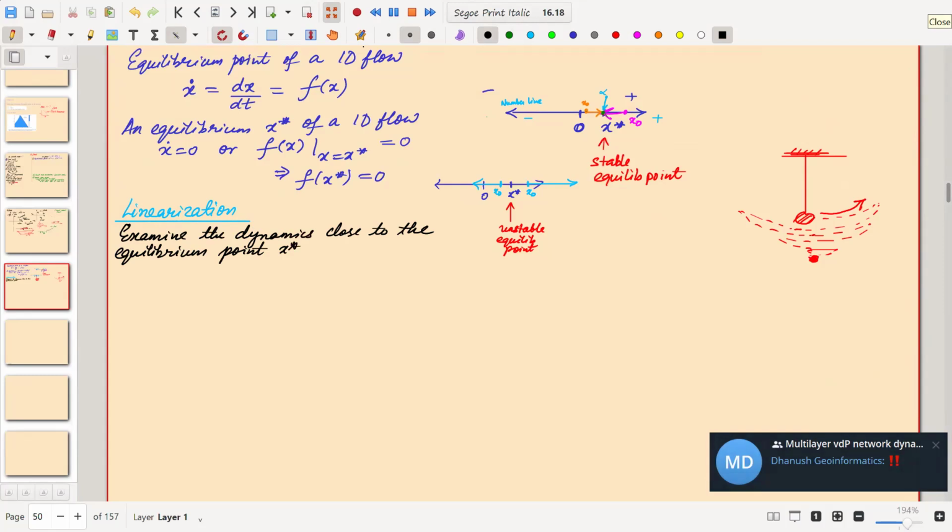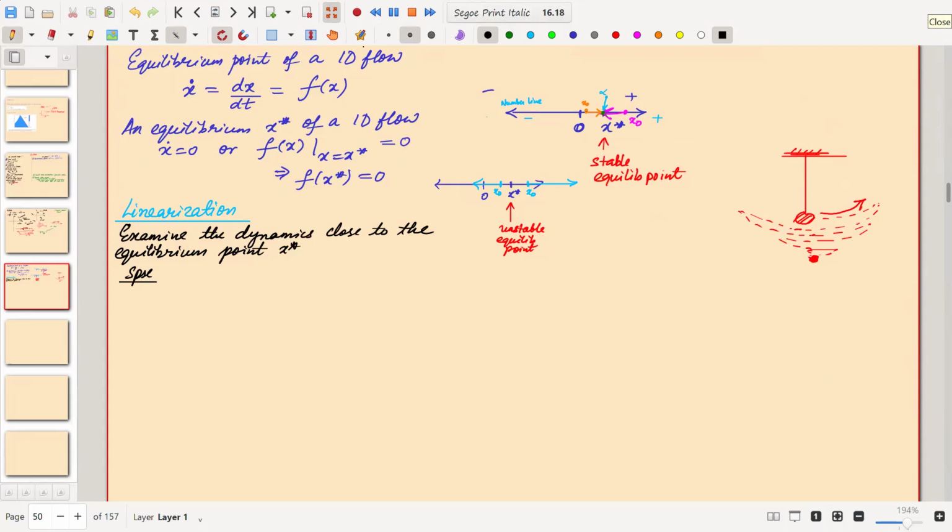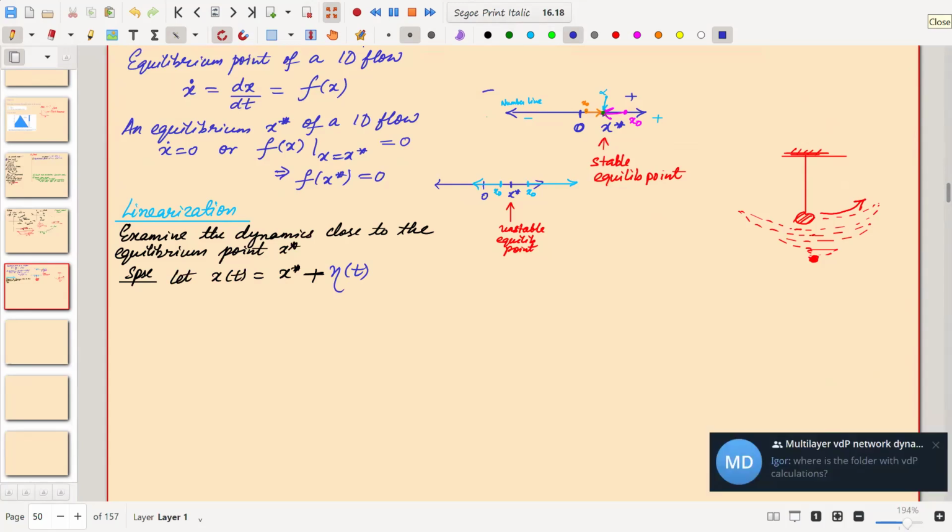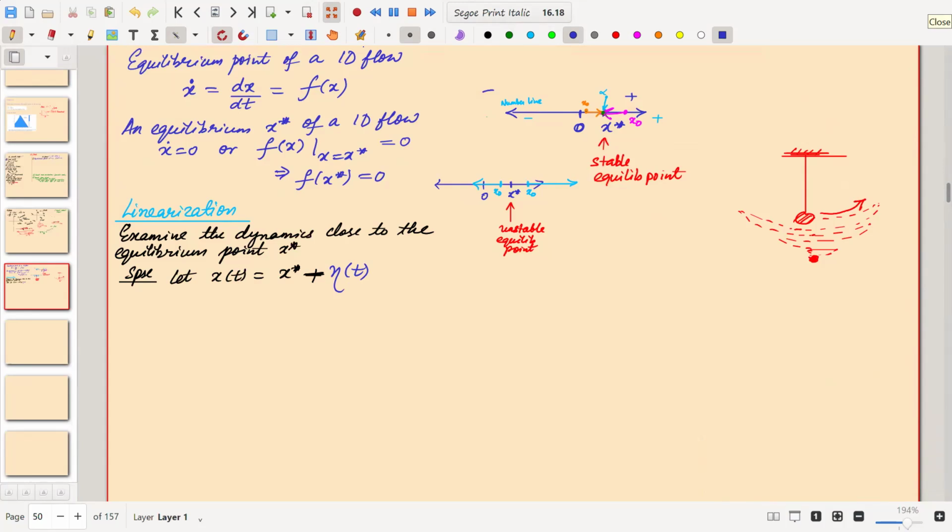Suppose we want to analyze something closer to the equilibrium point x star. Then let x of t equal the equilibrium point plus a perturbation term, which is also time dependent. If you perturb it, whether it goes away or comes back near the equilibrium point tells you the stability. If it comes back, it is stable. If it goes away, it is unstable. Whatever we said in verbal language, we are trying to illustrate using the formula.